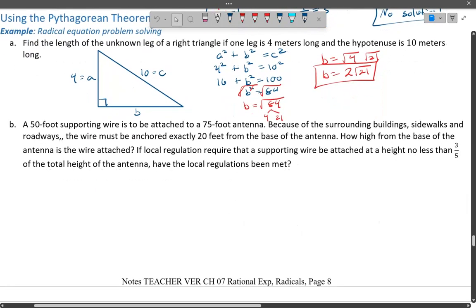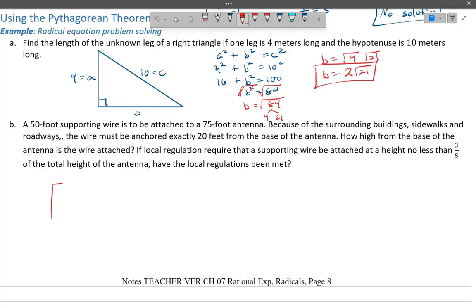For this last one here, we've got a 50-foot supporting wire that's to be attached to a 75-foot antenna. So I'm just going to draw a little diagram here where I've got this antenna station, and here's the antenna up on top. Okay, and this entire tower is 75 feet tall. Now the 50-foot wire has to be attached to this antenna. Now let's think for a second. If I try to attach it to the top and it's only 50 feet long, then it's not going to actually reach the bottom, because even if it comes straight down at 50 feet, we're still going to be 25 feet short of reaching the bottom.